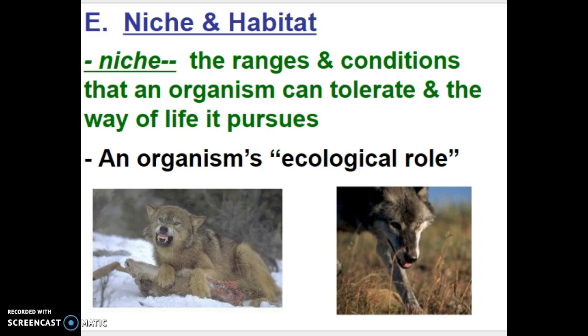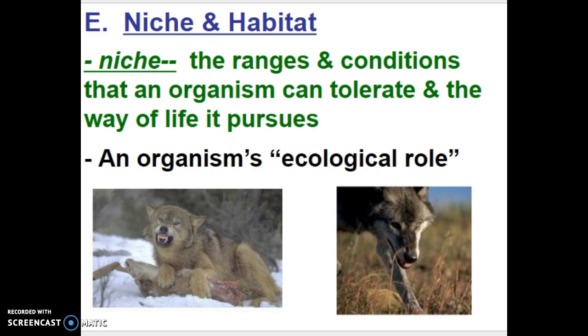An organism has a way of life. It has its to-do list every day. It needs to go out and find food and water and space and shelter and mates, if you remember the big four resources of competition from biology. So the niche of an organism is the ranges and conditions that organism can tolerate, and it's the way of life that it pursues. It's an organism's ecological role.